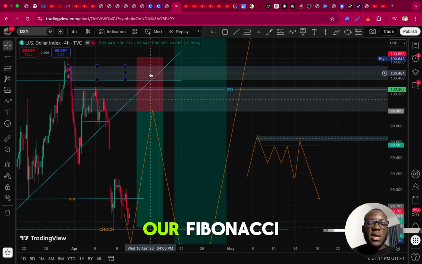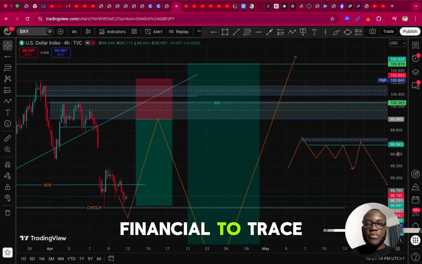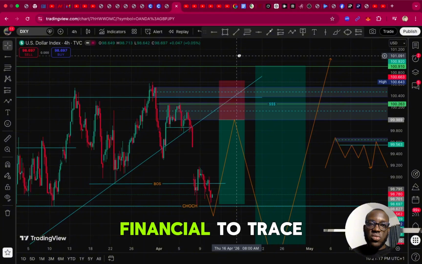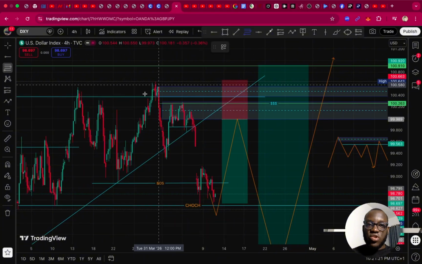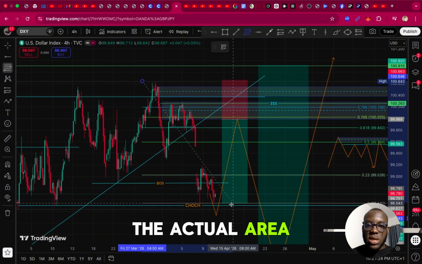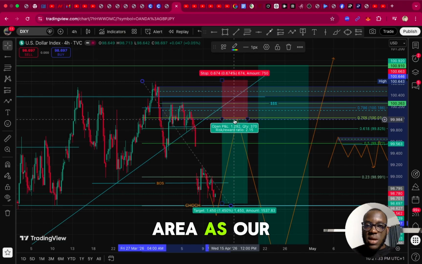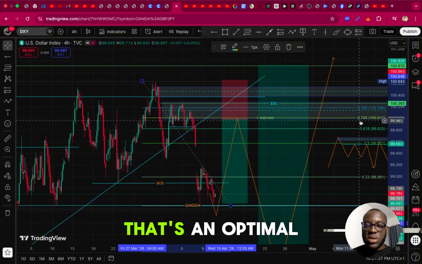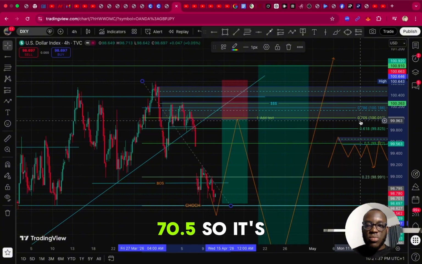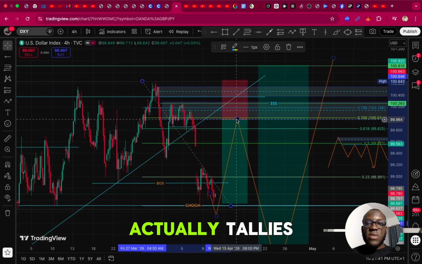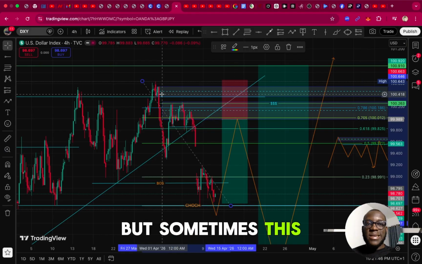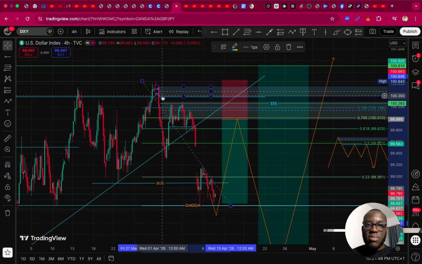So by using our Fibonacci to trace to know the actual area we are looking at, look at what we have here. We have this area as our OTE, that's the optimal trade entry at 0.705. So it actually tallies, but sometimes, in most cases, this happens.